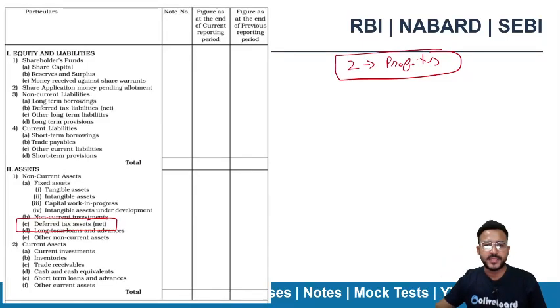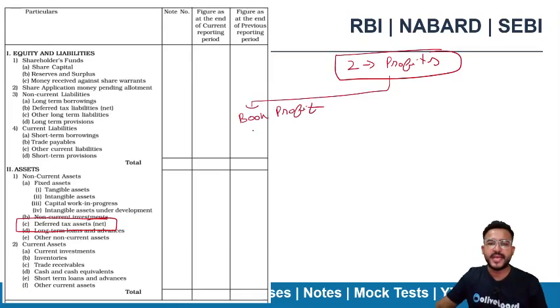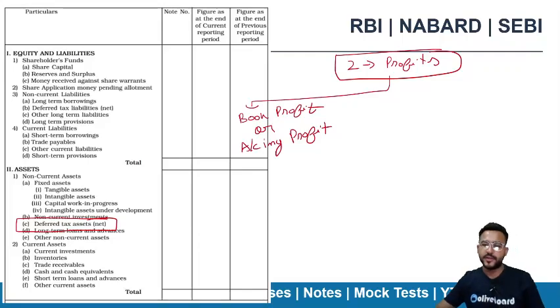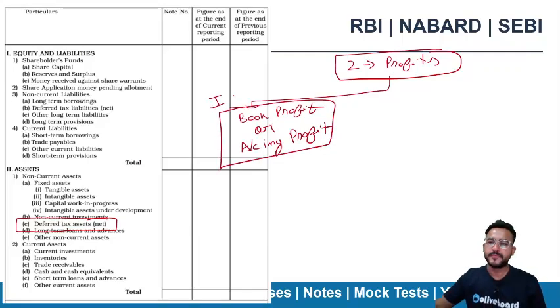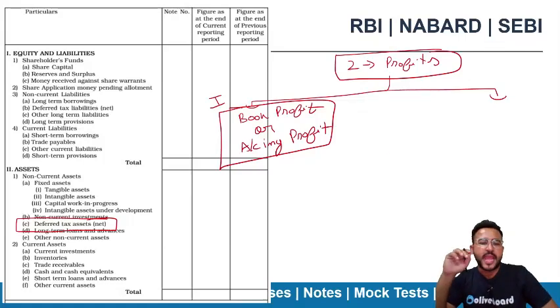The first profit is your book profit, or I can say accounting profit. We are studying accounting, and we will be computing profit in the profit and loss account. That is called book profit or accounting profit. Let's suppose I claimed that I have a profit of 1 crore rupees as per my books of accounts, as per my accounting records.